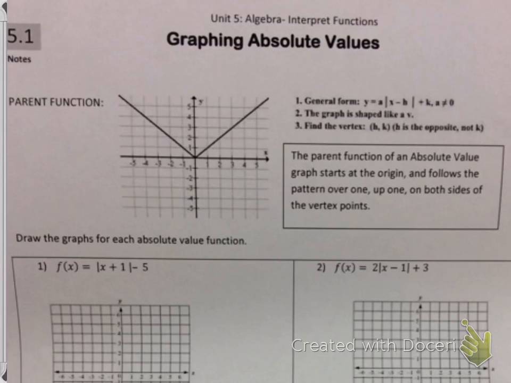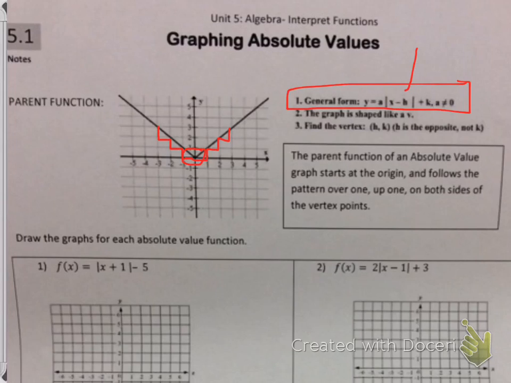This is Note-Taking Guide 5.1, Graphing Absolute Values. So the absolute value graph is a V-shaped function. It has a vertex point that normally starts at 0, 0, and then it follows the pattern over 1, up 1, over 1, up 1, over 1, up 1 in both directions. So from the vertex point, you can find the next point on the absolute value graph by going over 1, up 1. So the general form of an absolute value graph is right over here.